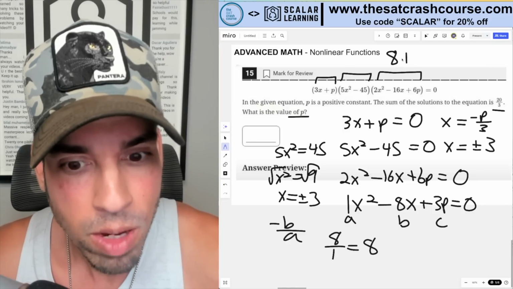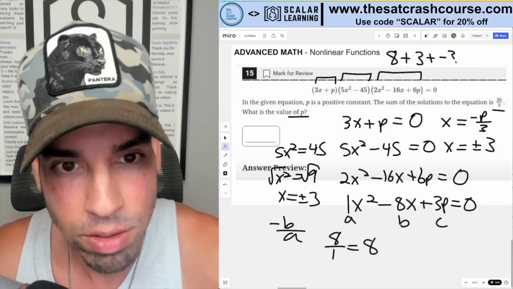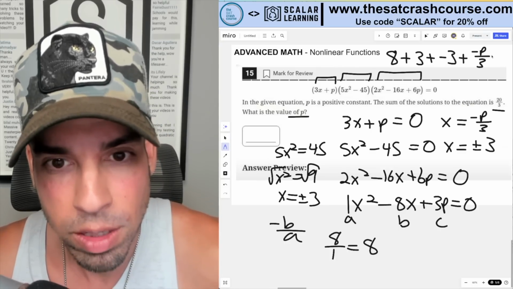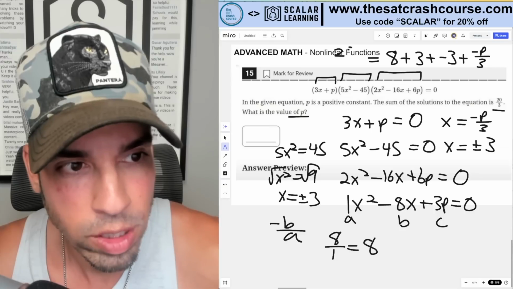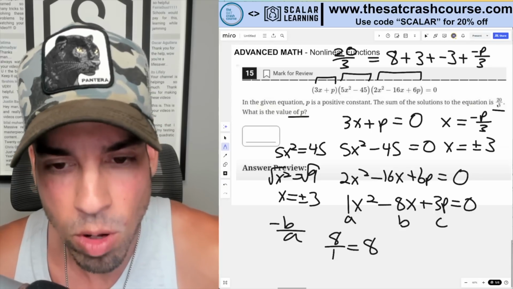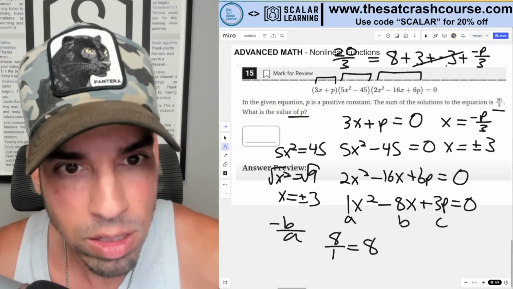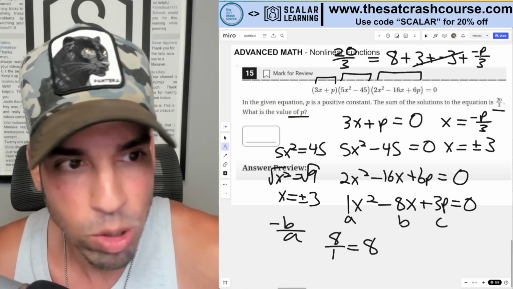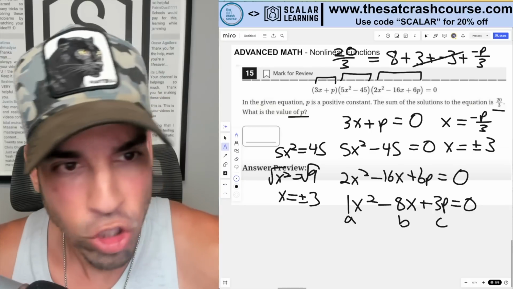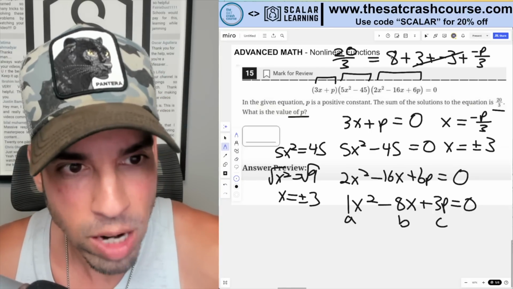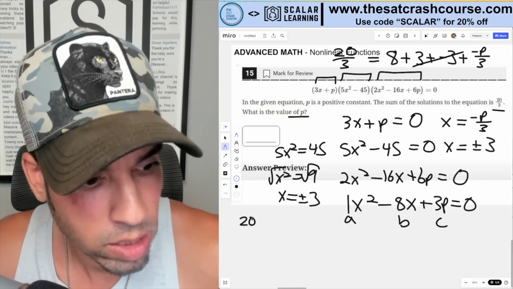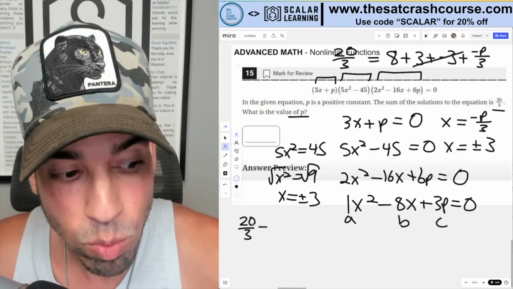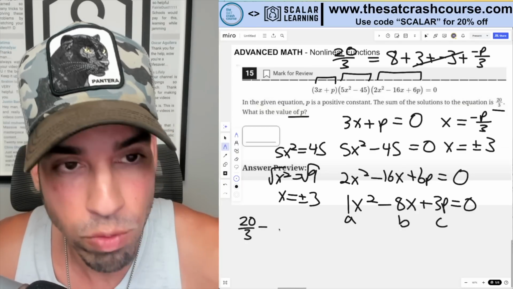So we got 8 plus 3 plus negative 3 plus negative p over 3 is equal to 20/3, right? That's what it said. It said the sum of all of them is equal to 20/3. Now, these cancel out, and I've got this really great equation: 8 plus negative p over 3 is equal to 20/3. So just making a little bit of room, I'm going to subtract both sides by 8. So we got 20/3, and then we're minusing 8. But again, I want to combine it with this fraction, so I'm going to put it over 3, right?